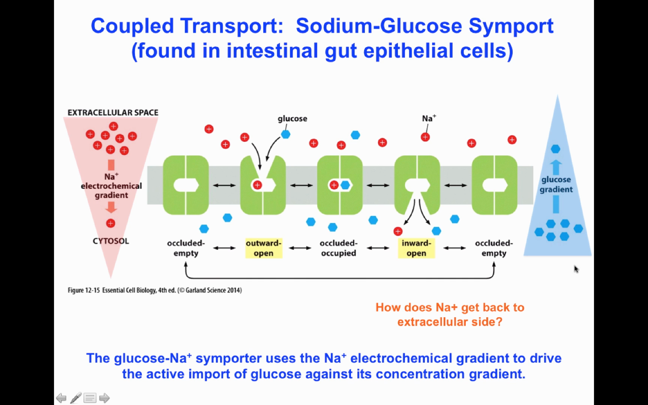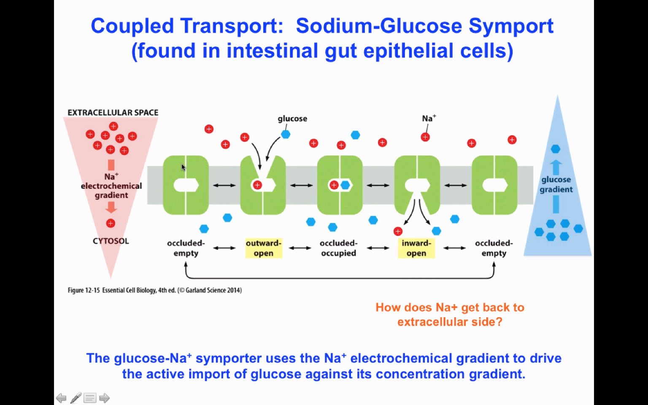And on the right, we have the glucose gradient. The glucose gradient is indicated here by the blue triangle, the concentration of glucose molecules. It's much greater inside of the cell than on the outside of the cell. So we're going to move the glucose molecule against its concentration gradient, and the sodium ions are going to move with their concentration gradient. So here we have the symporter.